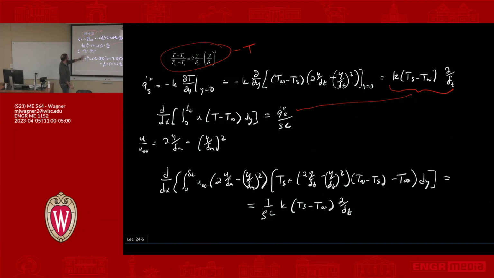What do we have again? So we have u, right? u is this stuff here. We have T, so T is this term here, minus T infinity, and then all that's in the integral. And then on the right-hand side, we have 1 over rho c times q dot s, which is this thing here. So yeah, we have all this. This is our integral form. Now we need to evaluate this for the integrals.